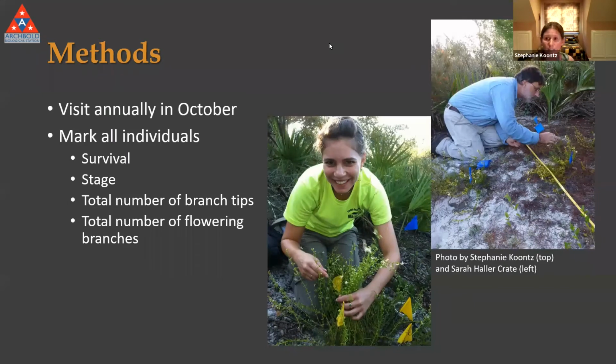Our methods for sampling these populations are the same so that we can compare our data. We visit every single marked plant and gap that we monitor annually in October. This is when the plant is flowering. We monitor survival. We record the life history stage, whether it's a new seedling, a vegetative plant, or a reproductive plant. And then we get size measures based on the total number of branches, but also the total number of flowering branches.